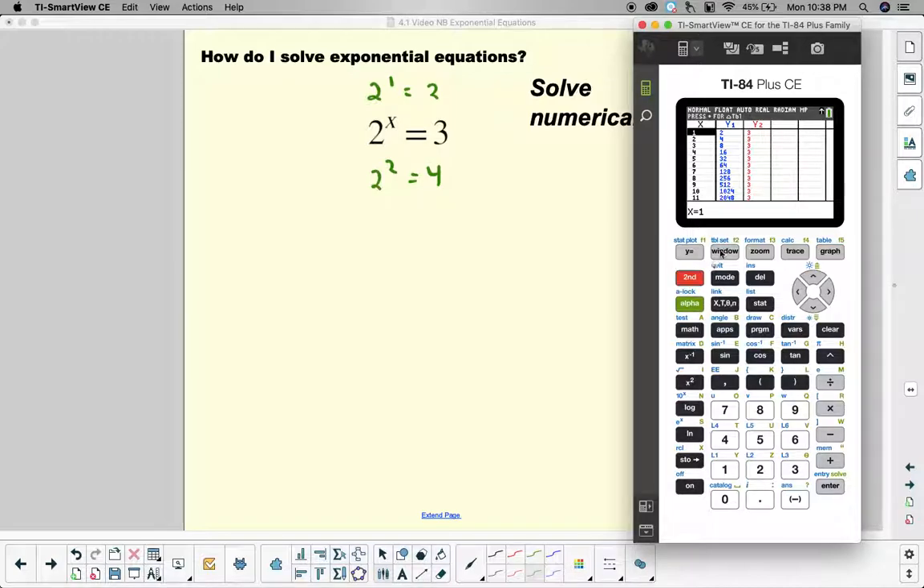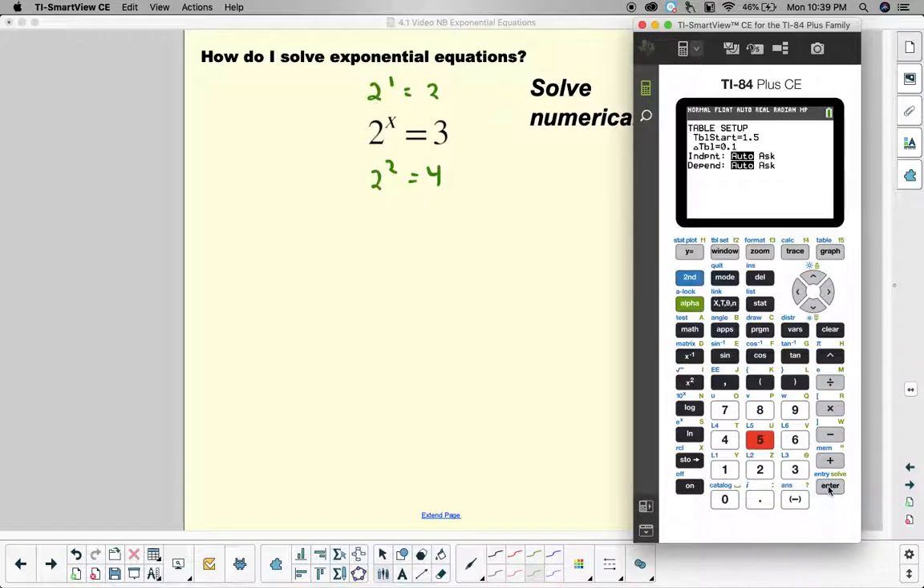So what I do numerically now is I go back to my table set menu, and instead of going up in increments of 1, I'm going to go up in increments of 0.1. Now I go back to my table, and you can see I'm going 1, 1.1, and so on. I go down this column, looking for where the values go from below 3 to above 3, and that's between 1.5 and 1.6. This 1.5 is going to be my new table starting value. So second table set, table start, I'm going to start at 1.5.